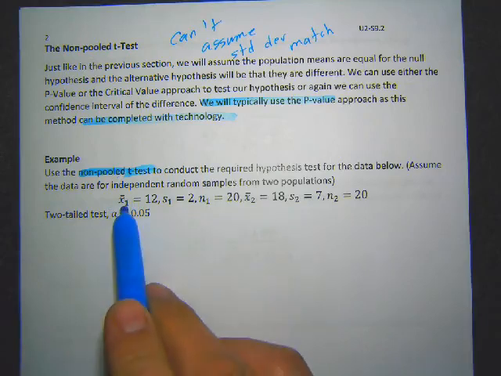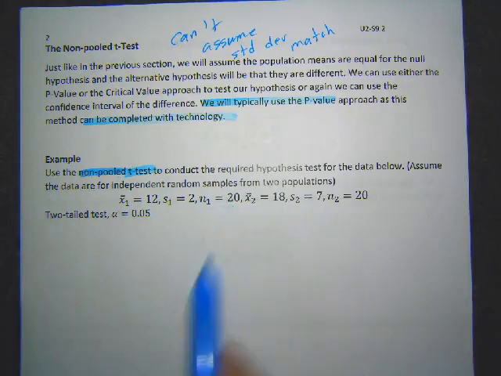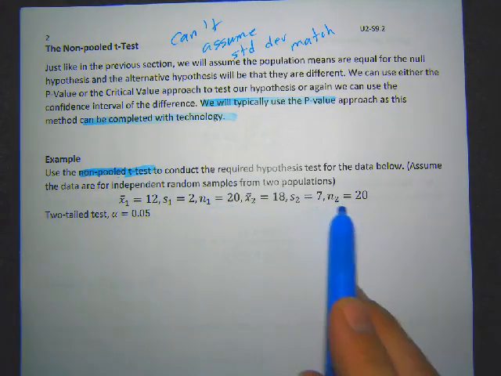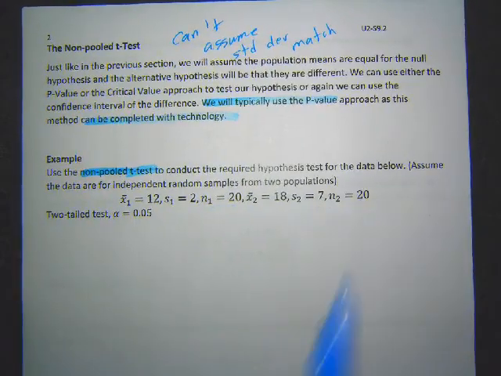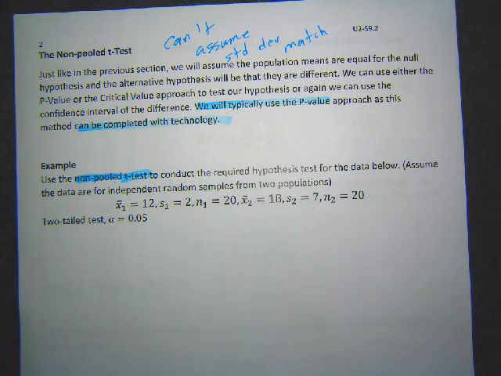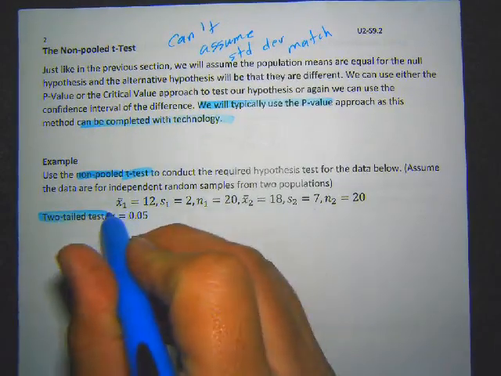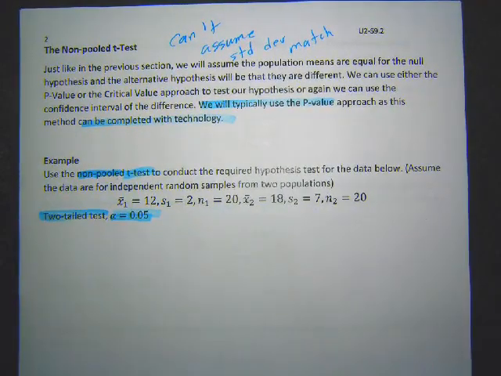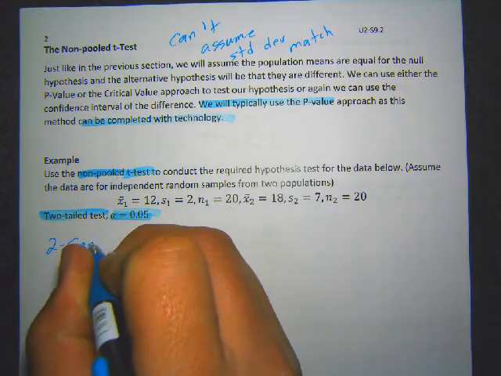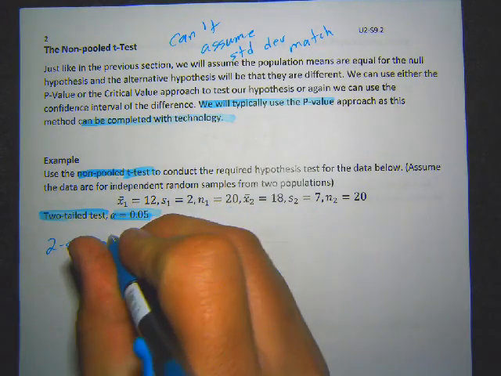So they're going to give us the sample mean for population 1, the sample standard deviation for population 1, and the sample size, the sample mean for population 2, the standard deviation for sample 2, and the sample size for sample 2. You tell us what kind of test. So are we doing a less than, greater than, or not equal to? And this one's a two-tailed test. So it's a not equal to test, and they give us the significance level because they'll tell us what significance level we use. To do this, we're going to do a two-samp because we have two different sample means that we're working with. And we're going to do a t-test.